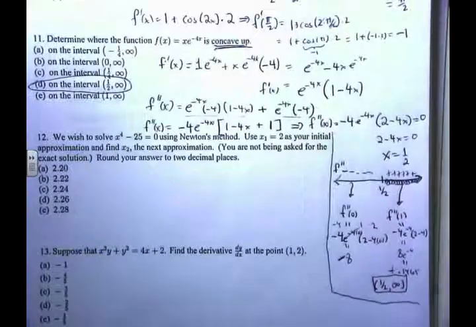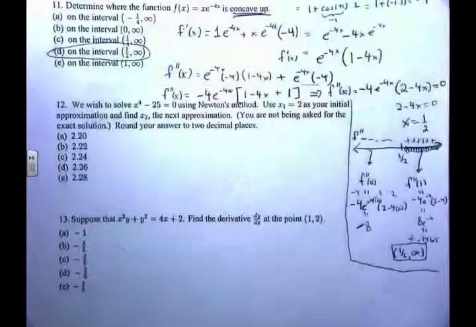Well, take a look at the next problem, and write down another thing to make sure that you have memorized. Look at the answers on this one. They're crappy decimals. Yay, a problem I can use my calculator on. All right, we wish to solve x to the fourth minus 25 using Newton's method. Use x1 equals 2 as your initial approximation and find x2, the next approximation.